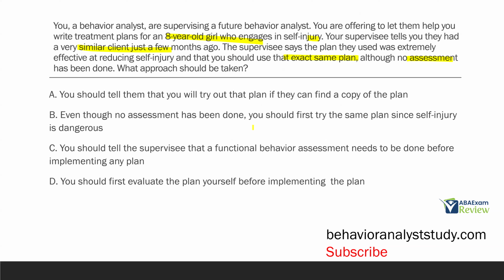Yes, we need a new assessment, regardless of how the supervisee feels about this prior plan. A new assessment must be done. D, you should first evaluate the plan yourself before implementing the plan. You can evaluate the plan and you should evaluate the plan, but that assessment has to be done regardless. So the approach you need to take is to tell the supervisee before we do anything, a new functional behavior assessment must be completed.